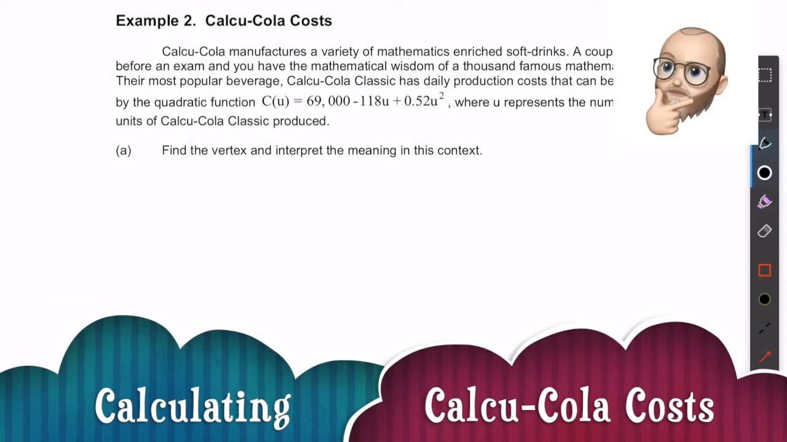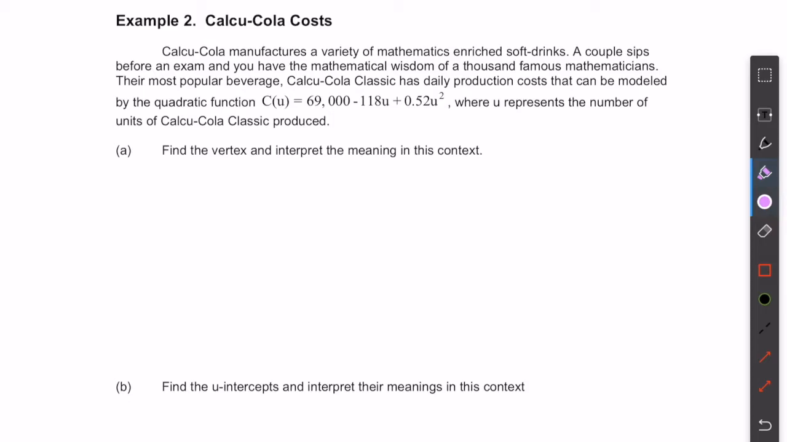So for this second example, we're going to be using the vertex formula again to calculate Calcu-Cola costs and graph the daily cost function. So let's buckle in. It's going to be a good ride. So, as you remember, Calcu-Cola manufactures math-enriched soft drinks that has wisdom of famous mathematicians in every sip.